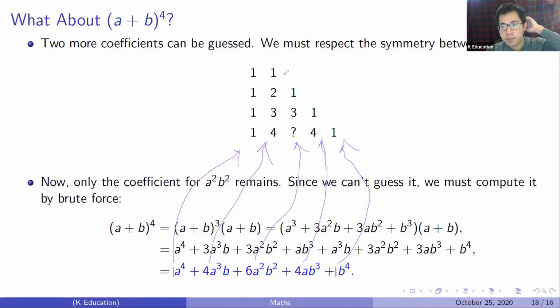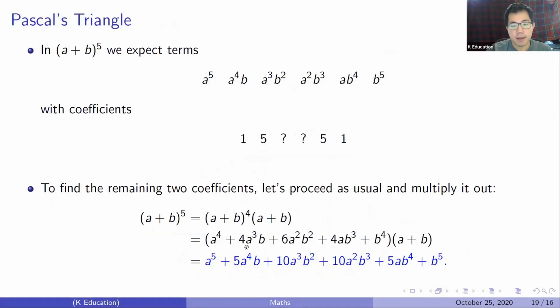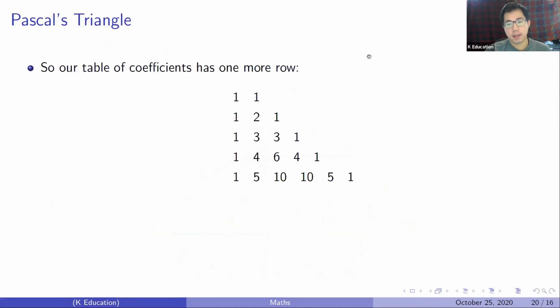So this is where, again, we could do the same thing with a to the power 5 and see what's going to happen. And I've done the work for you. It's 1, 5, 10, 10, 5, 1. Right? So this is our table of coefficients so far. All right. So can you see the pattern? Right. So I'll leave that on.